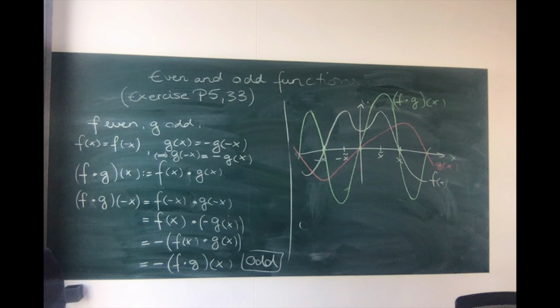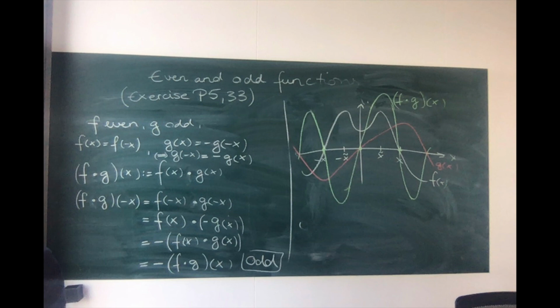Hey, that means we have a whole sequence of equations which shows us that f times g of minus x equals minus f times g of x. And that is exactly the equation that we want for an odd function. So we have shown that f times g is an odd function given that f is even and g is odd. What is a picture for that? That you see on the right.